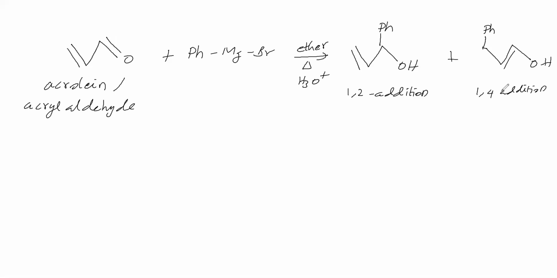This 1,4 addition product undergoes keto-enol tautomerism. Tautomerism in the sense this bond is coming to this place, this bond is going to this place, and this C minus is taking this H plus.